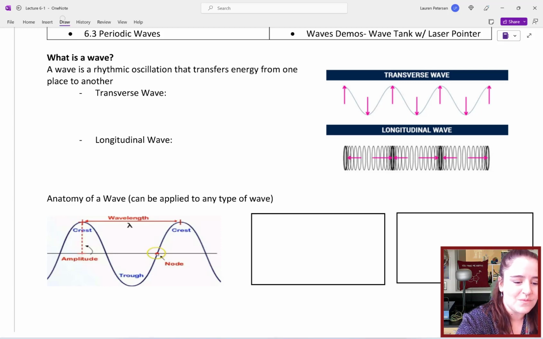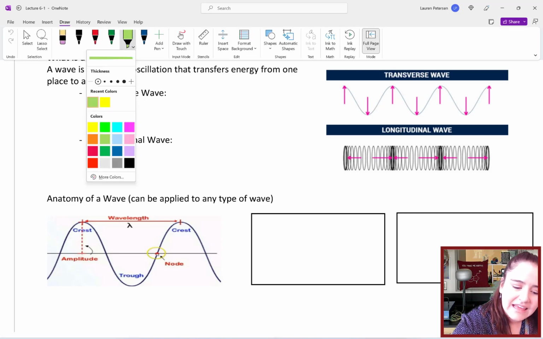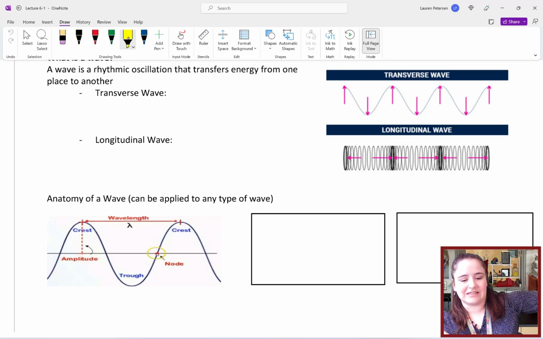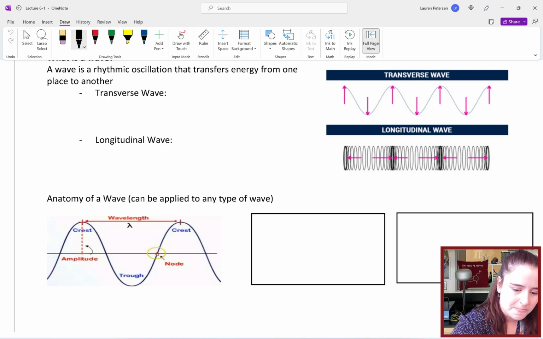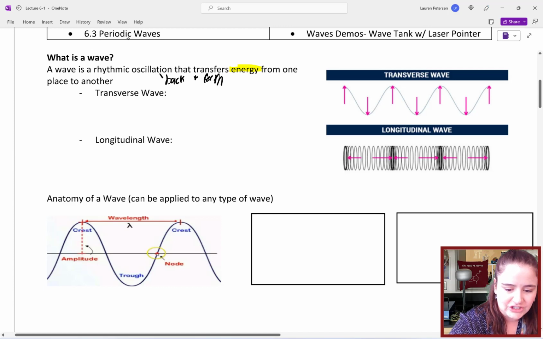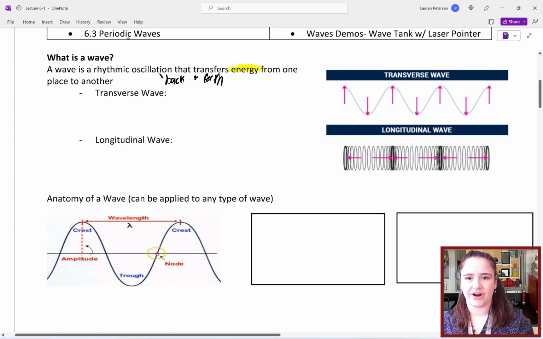A wave is any rhythmic oscillation. Oscillation just means back and forth, that transmits energy from one point to another.